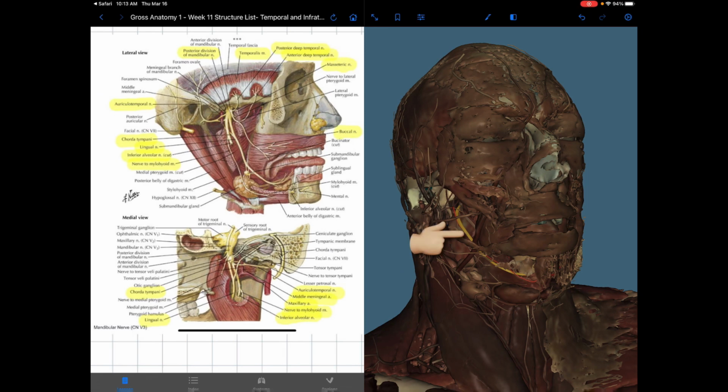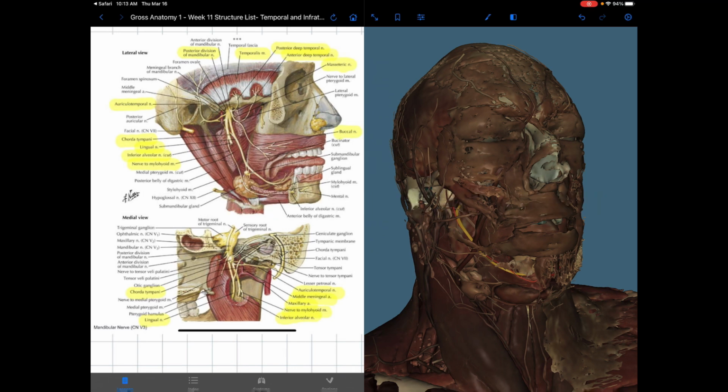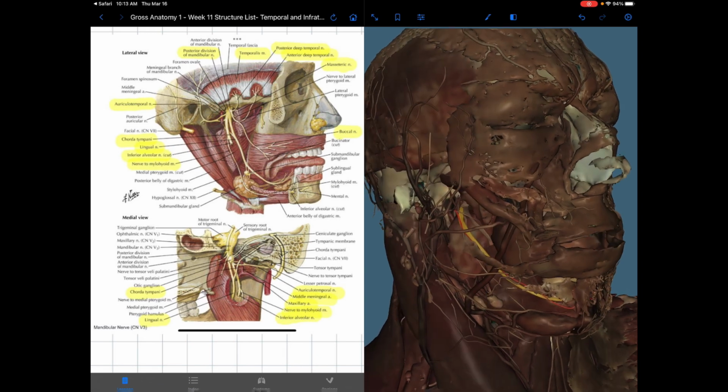Another branch of the mandibular division is going to be the inferior alveolar nerve. This one contains motor and sensory fibers, and it descends medial to the lateral pterygoid to enter the mandibular canal via the mandibular foramen, and it runs within the mandibular canal and supplies sensory innervation to all mandibular teeth of the corresponding side. This nerve also gives off the mental nerve, which emerges onto the face via the mental foramen, and it supplies the sensory innervation to the lower lip and the chin.